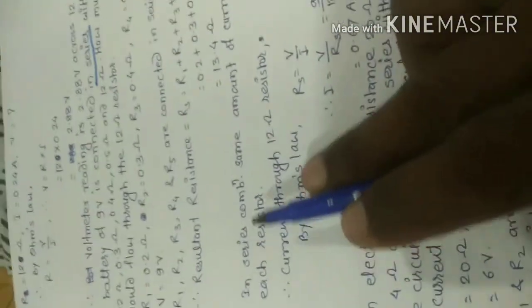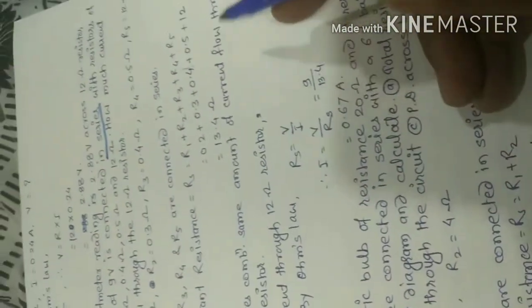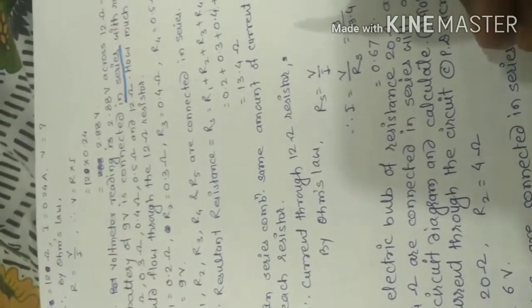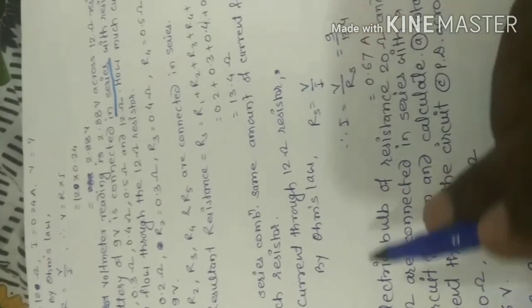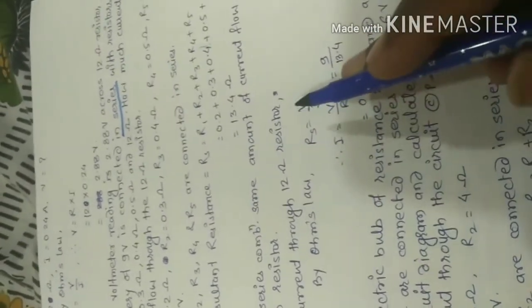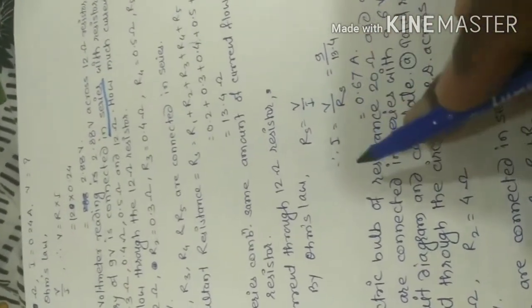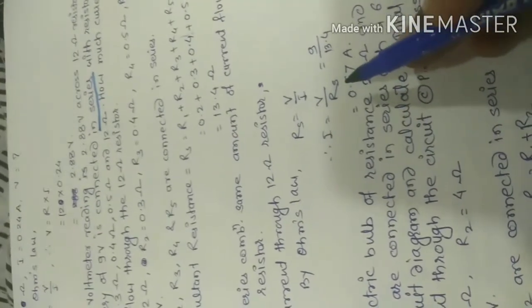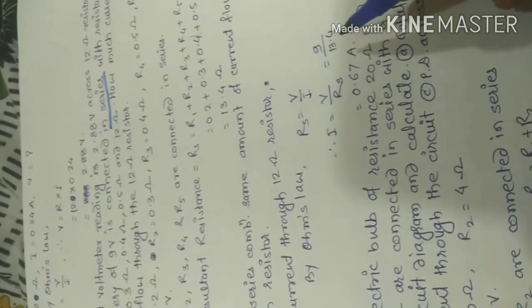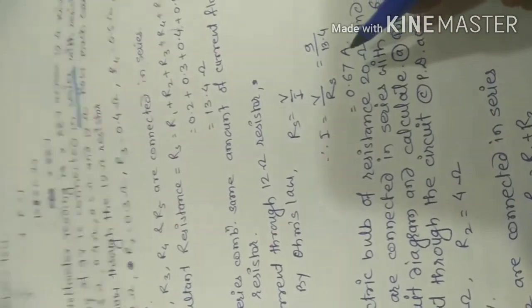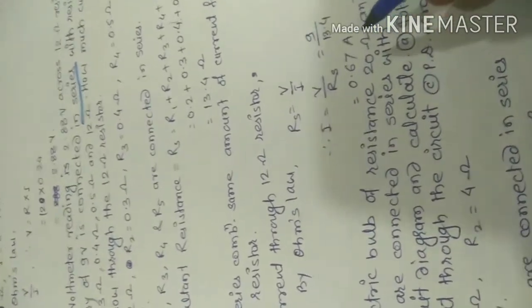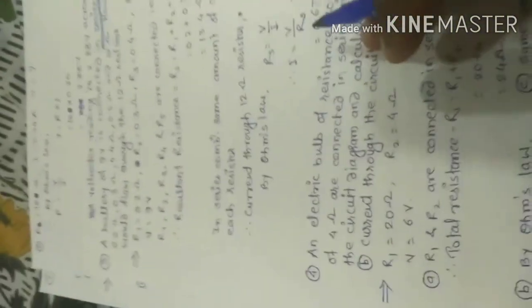Now in a series combination, the same amount of current flows through the circuit. So for the current through the 12 ohm resistor, by Ohm's law, RS equals V by I, so I equals V by RS. 9 by 13.4, what do we get? 0.67 ampere.